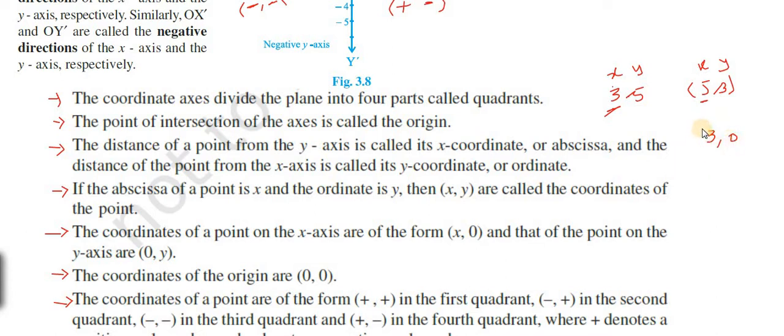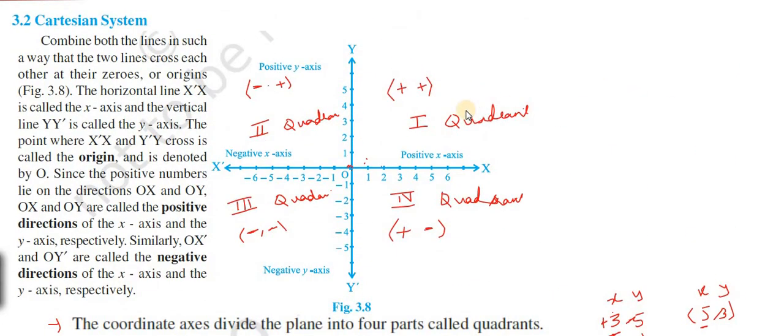In which quadrant does it lie? Here, (3, 5). In which quadrant does it lie? Here 3 is positive and 5 is also positive, so that is plus comma plus. Plus comma plus is nothing but the first quadrant.